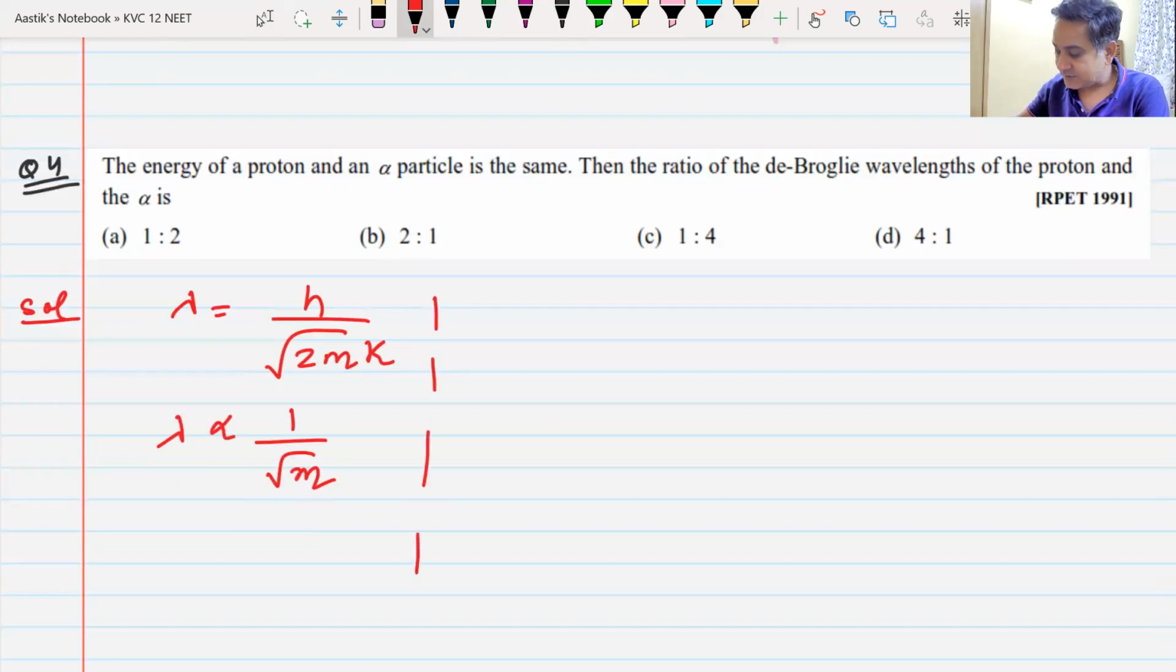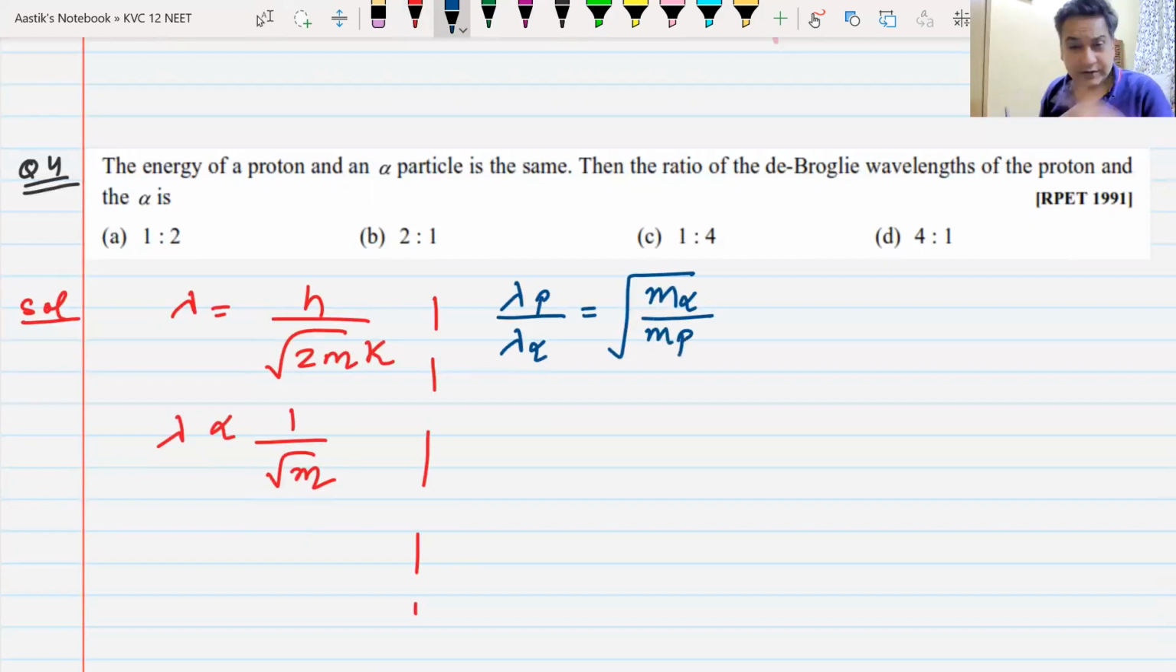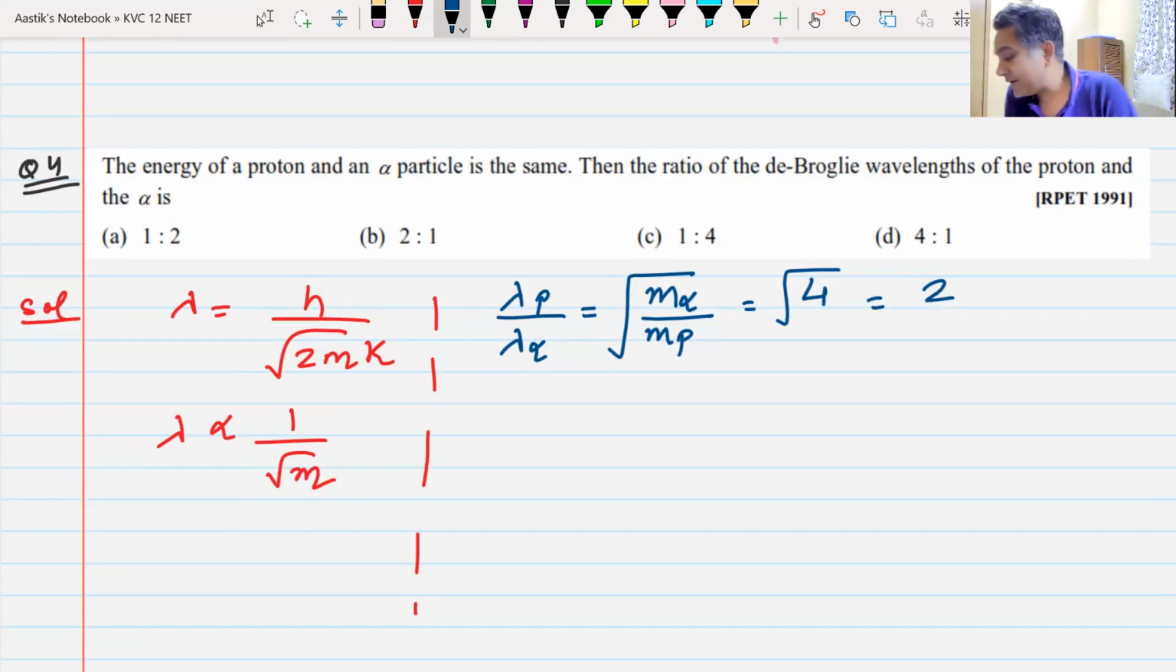So I can write lambda of proton divided by lambda of alpha particle will be under root of mass of alpha particle divided by the mass of proton. I've already given you that the mass of alpha is 4 times the mass of proton, so it will be root 4, so it will be 2. So lambda for proton divided by lambda for alpha particle will be 2:1 or simply 2. Do we understand this? Yes, sir.